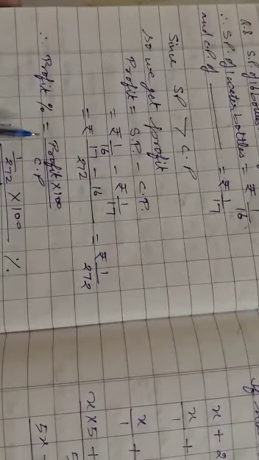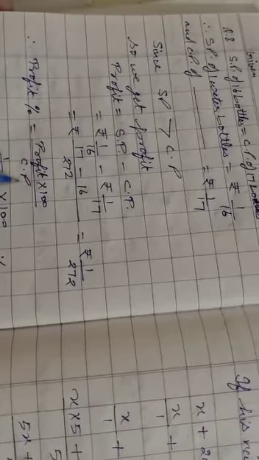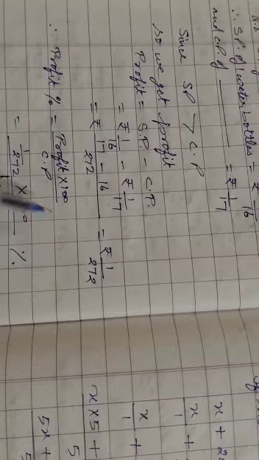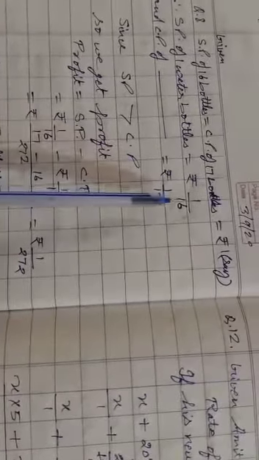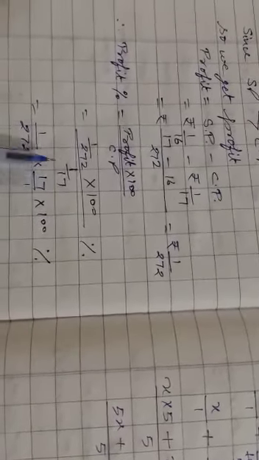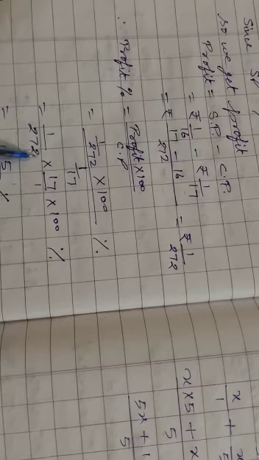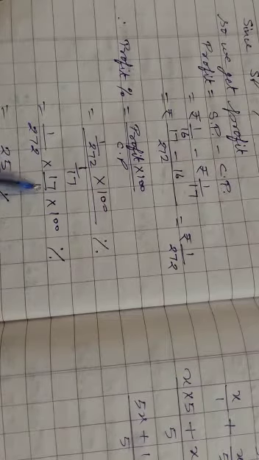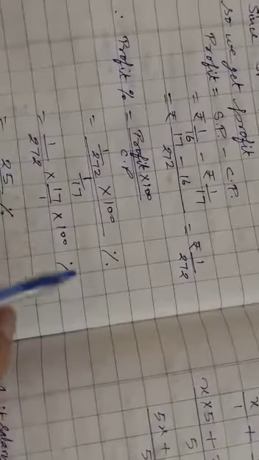Now profit percent is profit multiplied by 100 upon CP. Profit 1 upon 272 multiplied by 100 upon CP. CP is 1 upon 17. Now 1 upon 272 as it is, multiplied by the reciprocal of 1 upon 17, which is 17 upon 1, multiplied by 100. Now calculate this value.